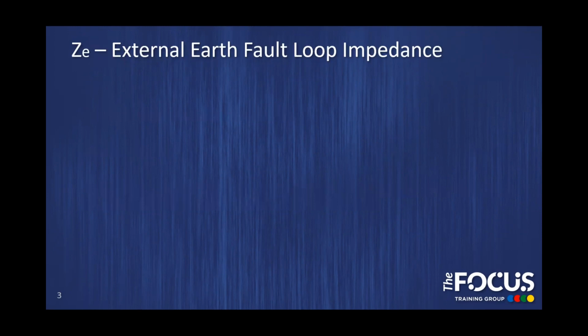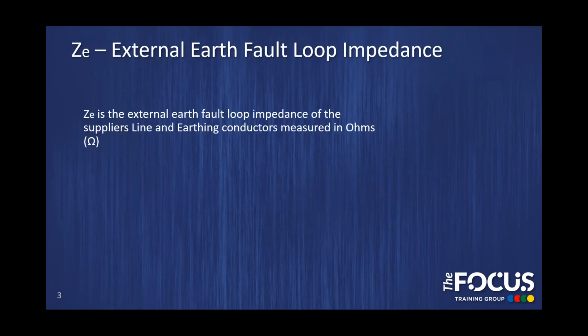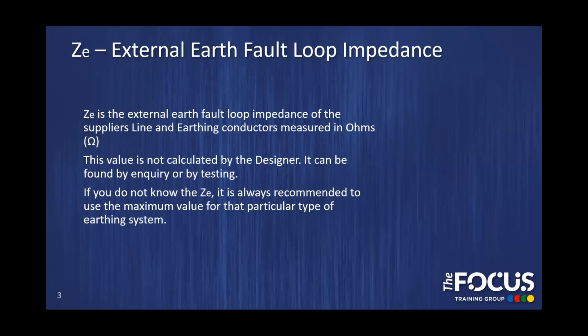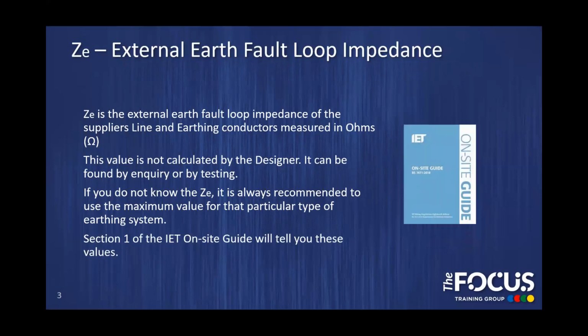So let's have a look at some of those components of that equation. ZE is the external earth fault loop impedance of the supplier's line and earthing conductors, measured in ohms. This value cannot be calculated by the designer. It can be found by inquiry or by testing. If you do not know the ZE, it is always recommended to use the maximum value for that particular type of earthing system. Section I of the IET On-Site Guide will give you these values.